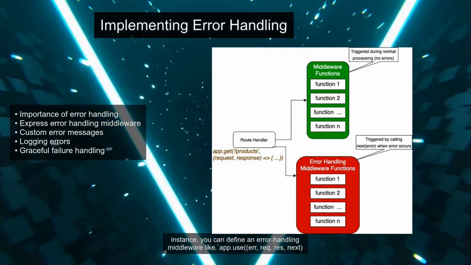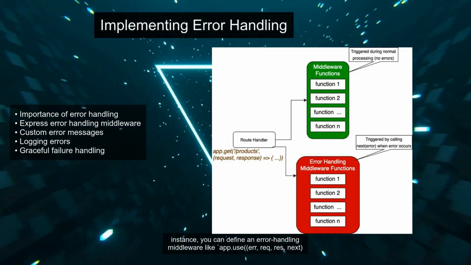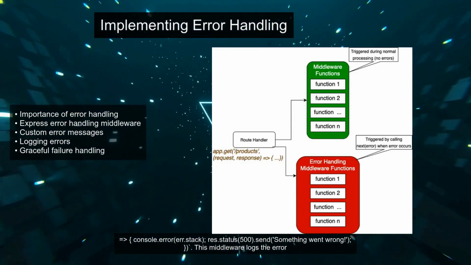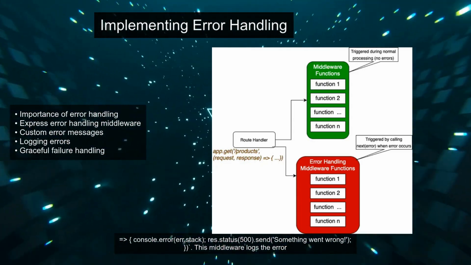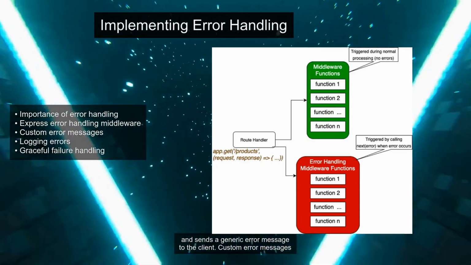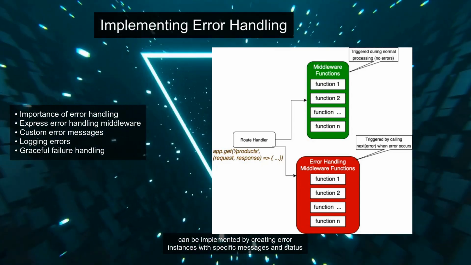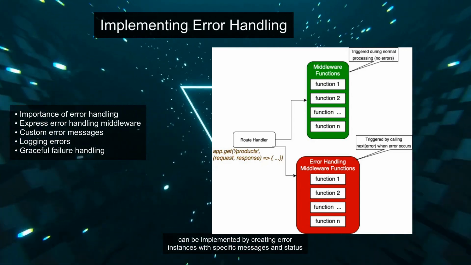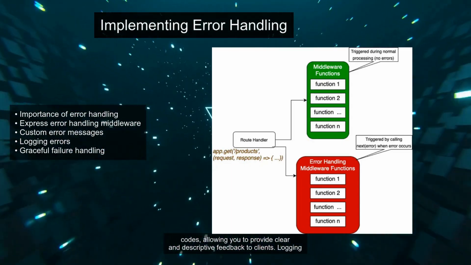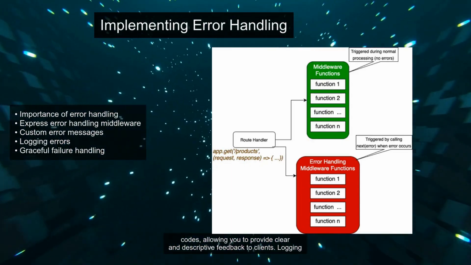For instance, you can define an error handling middleware like app.use((err, req, res, next) => { console.error(err.stack); res.status(500).send('Something went wrong'); }). This middleware logs the error and sends a generic error message to the client. Custom error messages can be implemented by creating error instances with specific messages and status codes, allowing you to provide clear and descriptive feedback to clients.